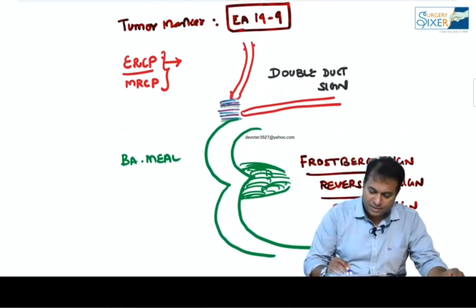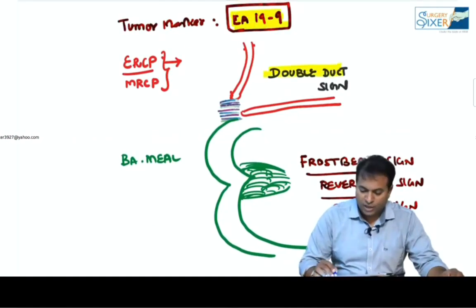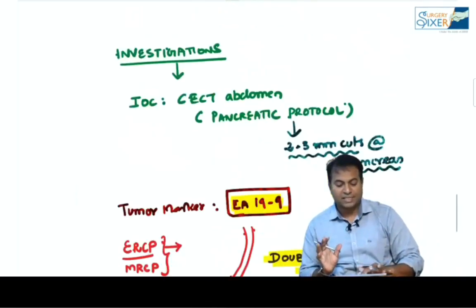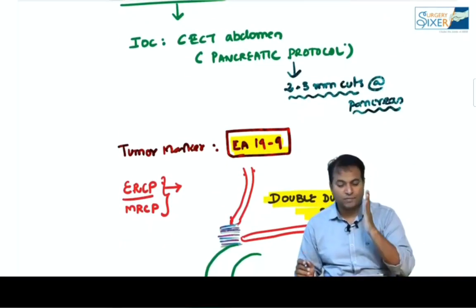So tumor marker is CA19-9. ERCP shows the double duct sign. Barium meal shows Frostberg, reverse 3 sign, and epsilon sign. All these are various investigation findings. So please don't forget, for cancer pancreas, the investigation of choice is CT abdomen.